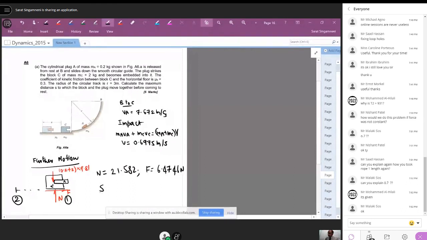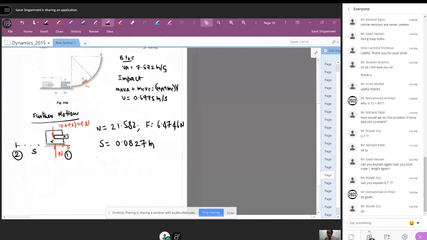Then you will get the distance as equal to 0.08, 0.27 meter. The work energy equation is T1 plus sigma U1-2 equal to T2.